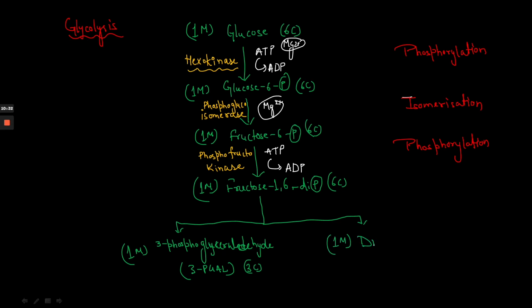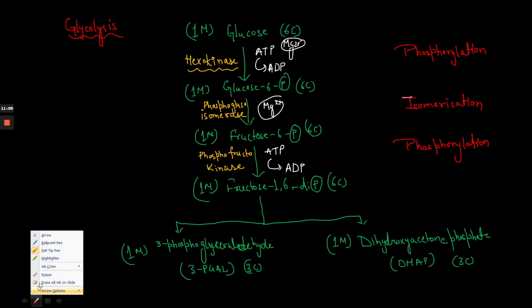and also 1 molecule of something known as dihydroxyacetone phosphate. Dihydroxyacetone phosphate is basically known as DHAP, and it is also a 3-carbon molecule. Since the 6-carbon molecule is getting converted into 2 molecules having 3 carbons each: one is 3-phosphoglyceraldehyde and one is dihydroxyacetone phosphate.